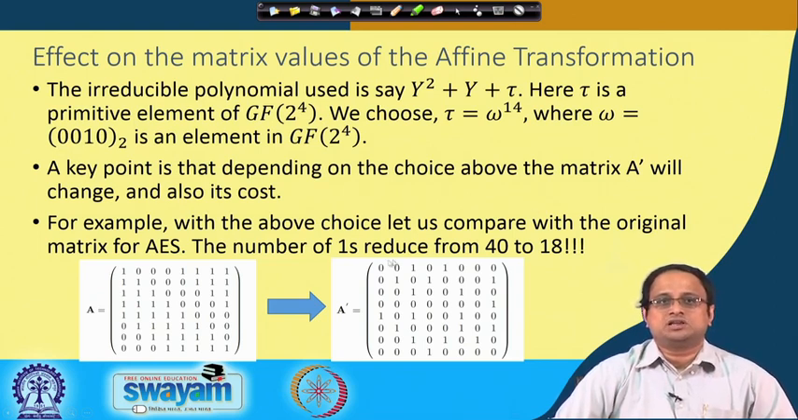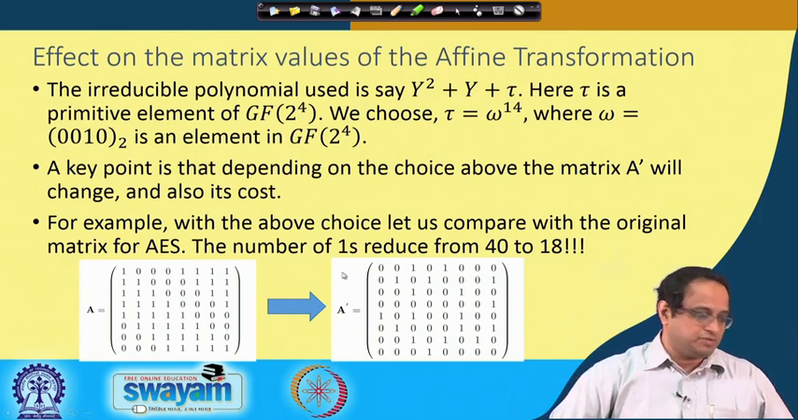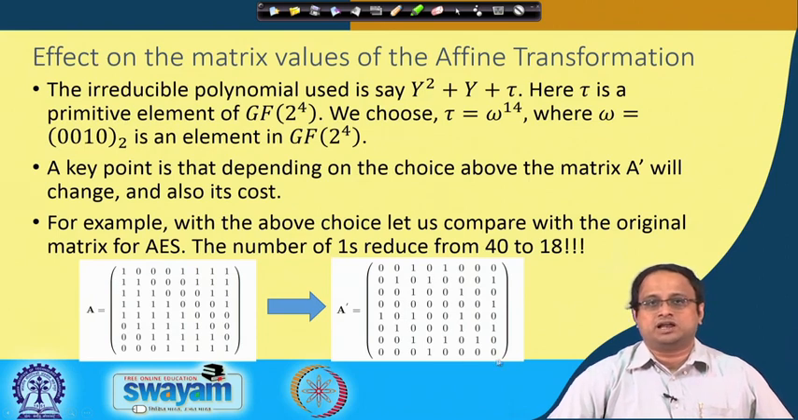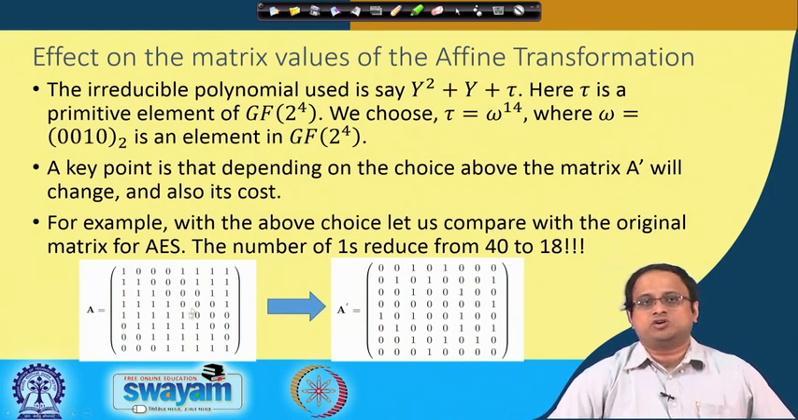Interestingly, here is a comparison. This is your original matrix A, which I had for the affine computation, and when I transform it using the equation T A T inverse, my resultant matrix is as follows: A dash. If you compare the number of ones here, the number of ones is something like 40, and it has reduced to only 18. So if I want to use gates for implementing this matrix versus implementing that matrix, you can easily understand that the number of XORs will be significantly reduced. If I want to implement this 0-1 multiplication, I just need an XOR. So you should be able to think about this.